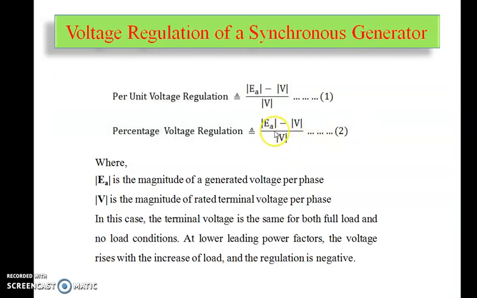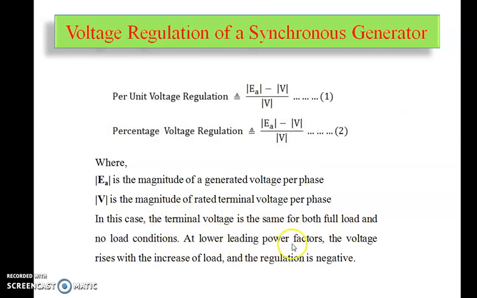So this is the formula for the per unit voltage regulation. Voltage regulation is equal to EA minus V upon V. This EA is the magnitude of generated voltage per phase, that means the induced EMF per phase in the generator, while V is the terminal voltage. So we can define voltage regulation as EA minus V divided by terminal voltage V. In this case, the terminal voltage is the same for both full load and no load conditions.